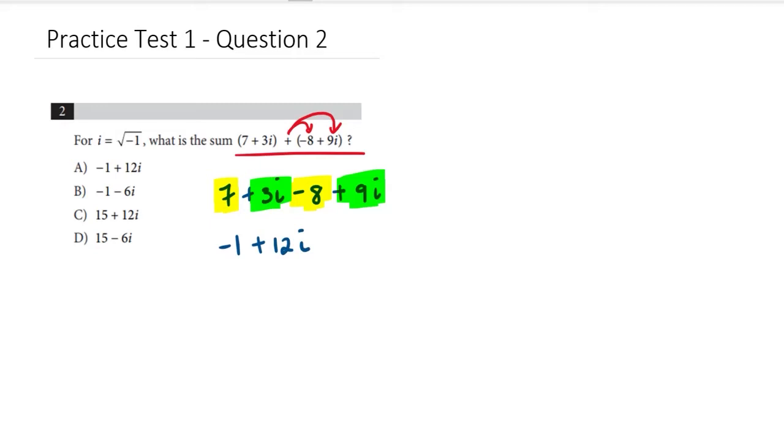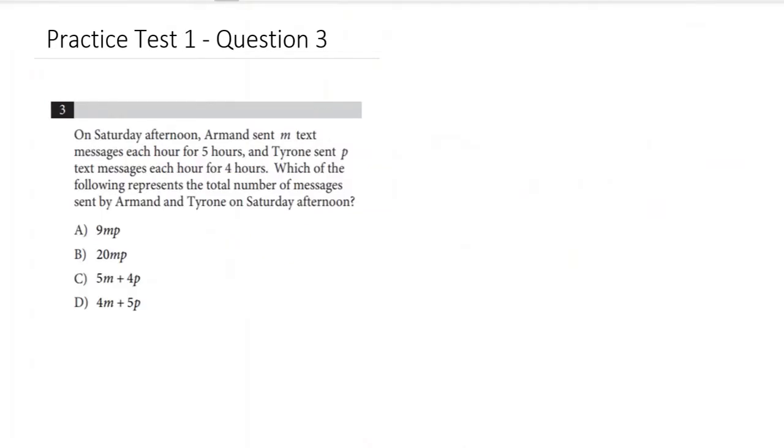Okay, so the same expression from the choices, we've got A as the answer. Like I said, we don't actually need to know what the i value is. It's just there as extra information. Okay. Question 3. So it's a word problem.